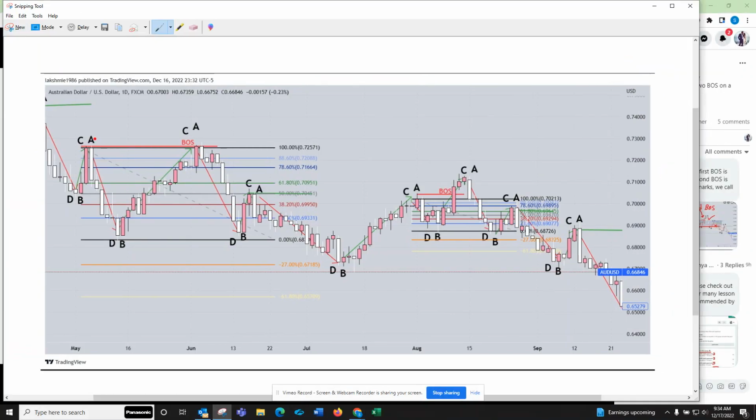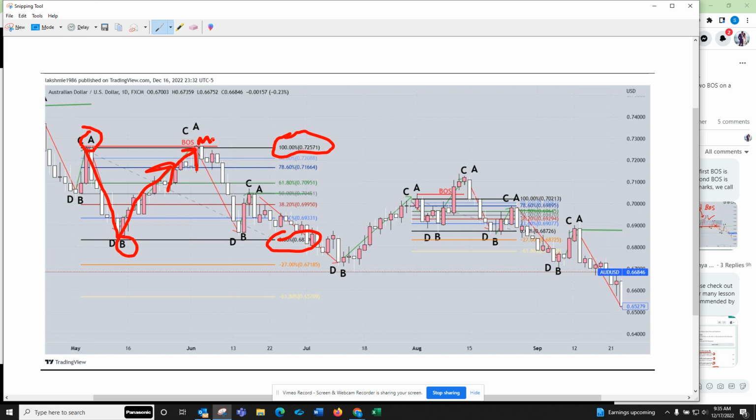Okay, so now you understand the ABCD. You know how to draw that. So A is always 100%. B is always 0%. So you have an impulse wave and then a retracement. Fibonacci retracement is measuring this retracement. Here we can see the retracement went all the way back to 100%. This is what we call a 100% retrace.